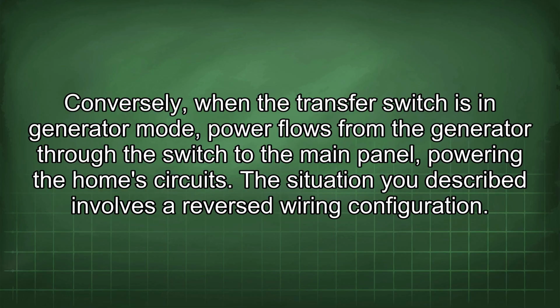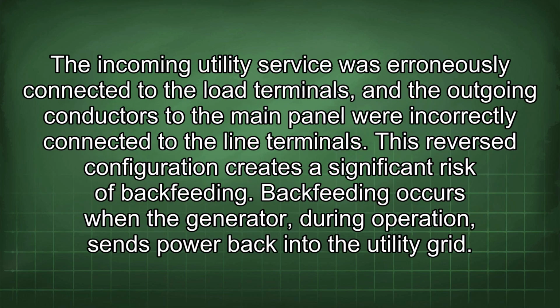The situation you described involves a reverse wiring configuration. The incoming utility service was erroneously connected to the load terminals, and the outgoing conductors to the main panel were incorrectly connected to the line terminals. This reverse configuration creates a significant risk of backfeeding. Backfeeding occurs when the generator, during operation, sends power back into the utility grid.